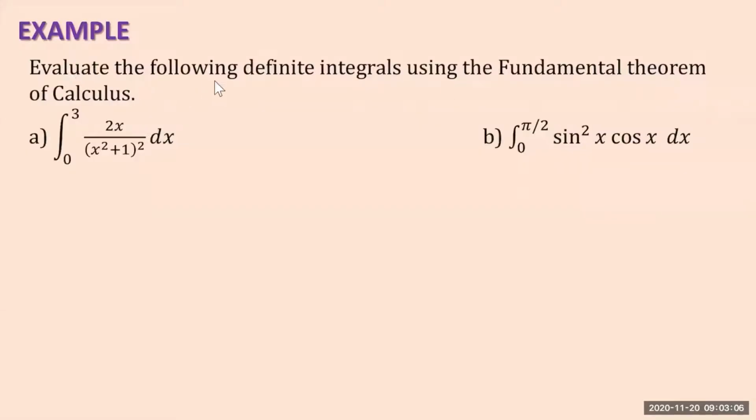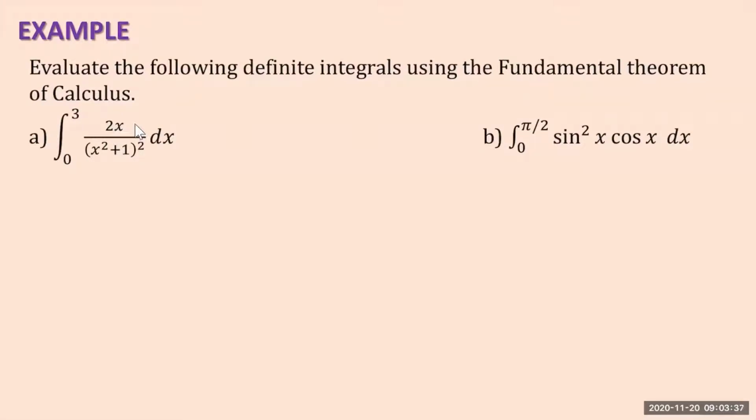Example: evaluate the following definite integrals using the fundamental theorem of calculus. Let's look at the first part. In part A, we have the definite integral from 0 through 3 of 2x over (x squared plus 1) quantity squared dx. So if we examine this integral, we see that the derivative of the quantity x squared plus 1 is here within the integral.